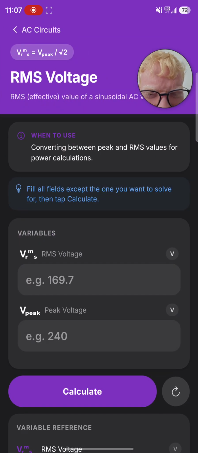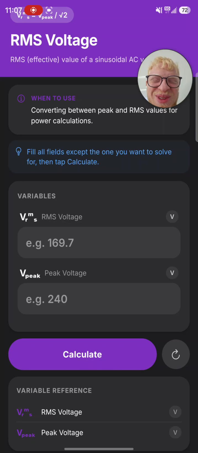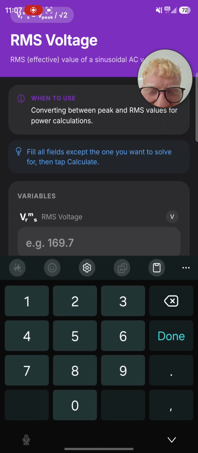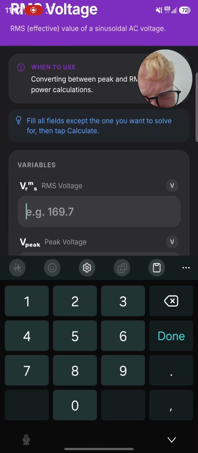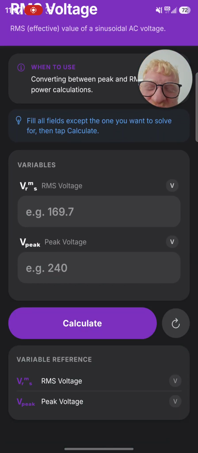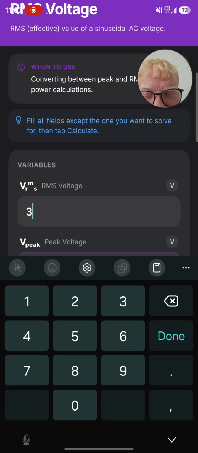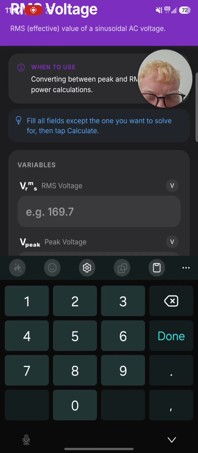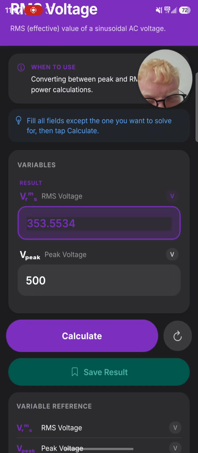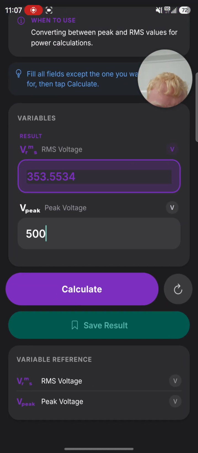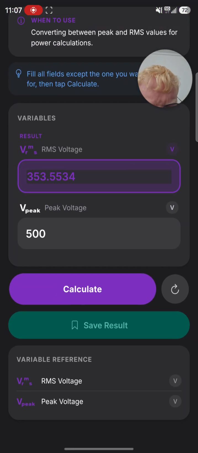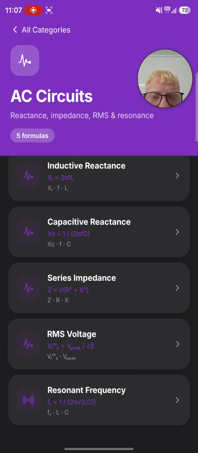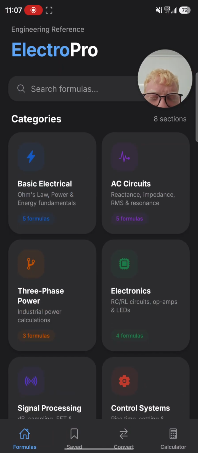For example, this is RMS voltage. I've found that very useful in university, especially when doing electronic and electrical pracs. If you know the RMS voltage or the peak voltage, it can do whichever of them. So if we have 300 in RMS voltage, that equates to 424, and vice versa. So if we put 500 in here and calculate. So yeah, essentially that's what the calculator ElectroPro is about.